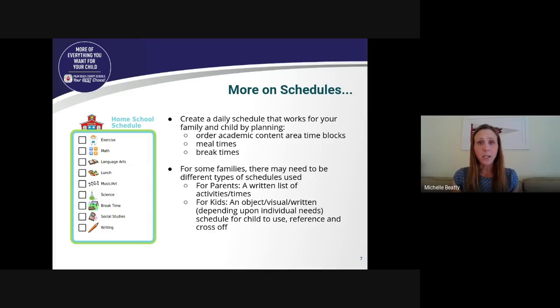Some families might need multiple schedules, one more for the parents so that we know what activities are supposed to be happening at what time, sort of a list format, while there might need to be a separate schedule for the kids. And that might be in whichever format is individualized to the child's needs: object, visual, or written schedules, really for the child to reference, for the child to cross off or move through.